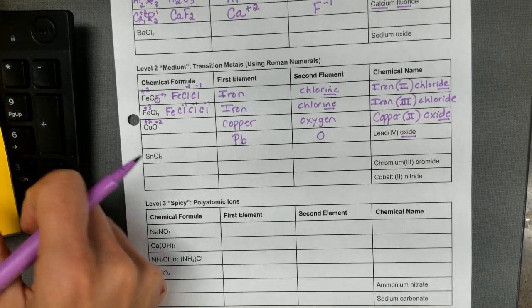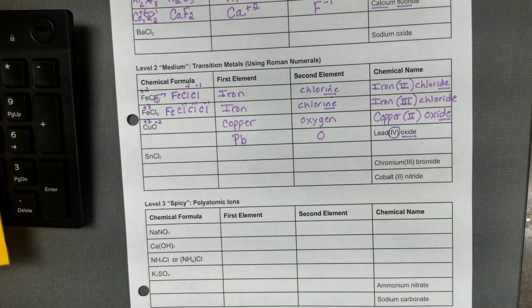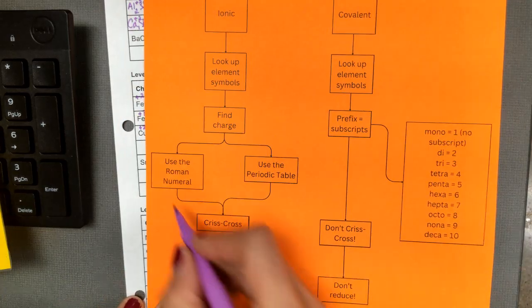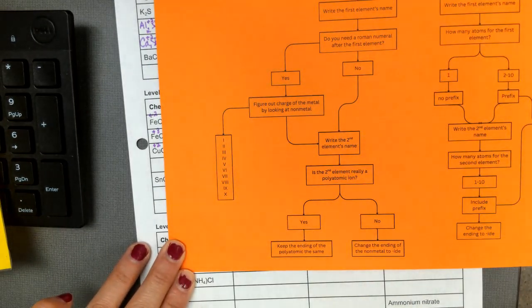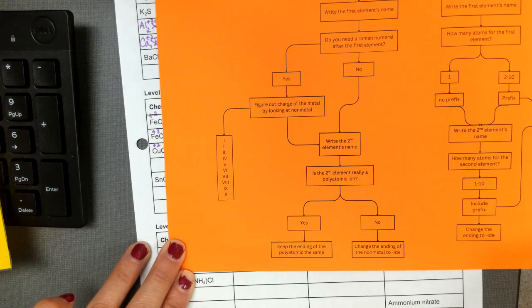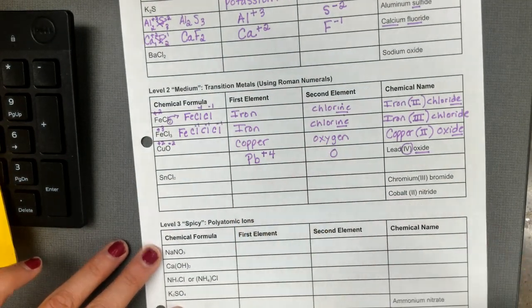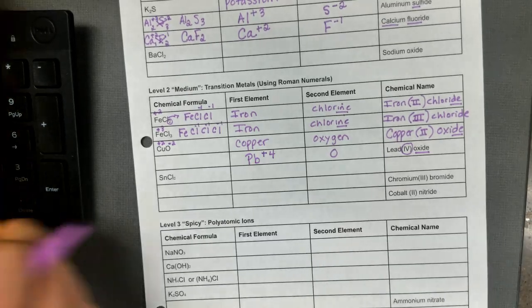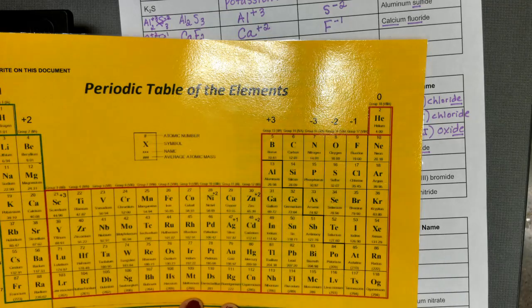So Pb is my first element, and then we have oxide, which we know is oxygen. Then we're going to figure out our charges. Our Roman numeral tells us our charge. If you look on the left-hand side, it says use your Roman numeral. On the opposite side, you have all of your Roman numerals written in numerical order. Looking at this symbol here, we know that that is going to be a +4. Then we're going to find oxygen. Oxygen is right here, and it has a -2.